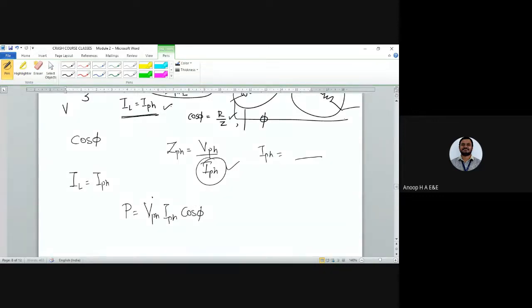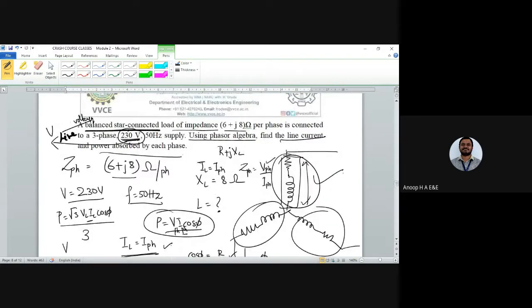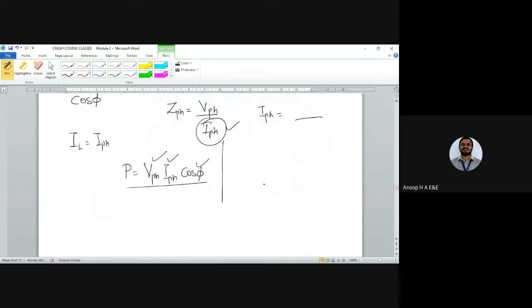Okay, so we know what is V phase, what is I phase, and what is cos phi. Next, we will be finding out the power absorbed for the phase and the line current. Once you find the phase current, it would be equal to the line current. I think Nishant would be able to list out the steps I have written here and find the solution to the given problem.